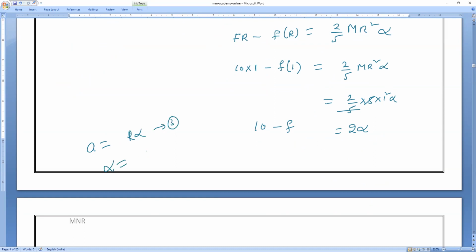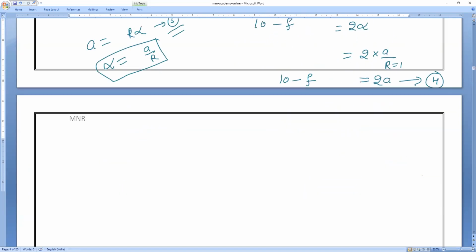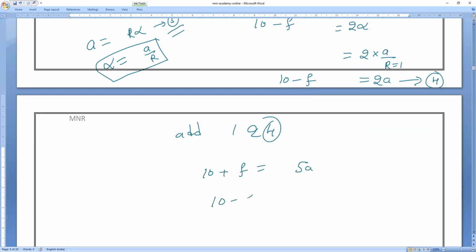So from that, alpha is equal to A by R. So 2 into A by R, and we know that R value is 1, which is equal to 2A. So 2A is equal to 10 minus f. Let me take this as equation number 4. Now equation 1 and 4, if you add them: first equation, 10 plus f is equal to 5A. 10 minus f is equal to 2A. Now add these two equations and tell me fast, everybody. Make it quick.